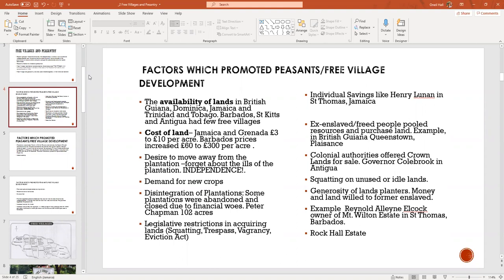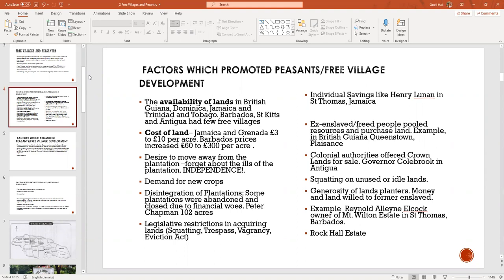So again, if you can't afford the land, you can't make the money. And if you can't make the money, you just stay down in poverty. That plot to keep the black people down or the ex-enslaved down. That is true. That is true. And so it is to keep them down and to control them. That was the reason.